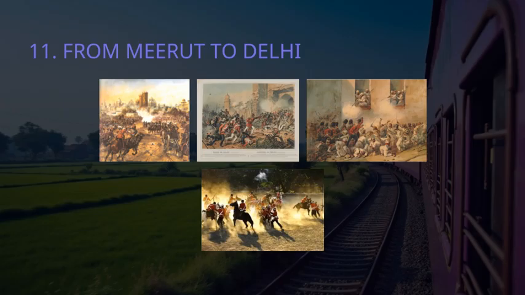The route from Meerut to Delhi exemplifies how local events can have a ripple effect, influencing the course of history on a larger scale. This connection underscores the theme of how grassroots movements and local struggles can catalyze larger national movements.